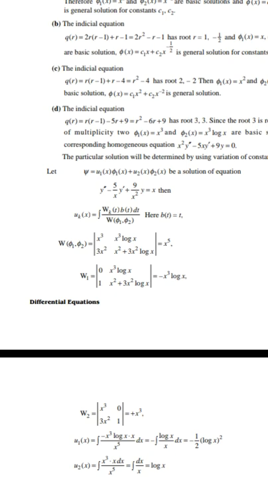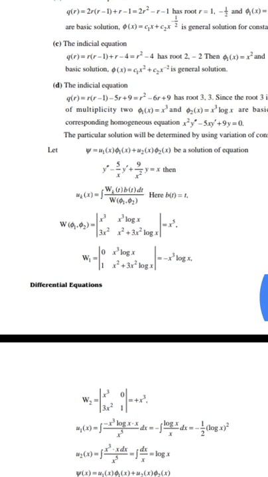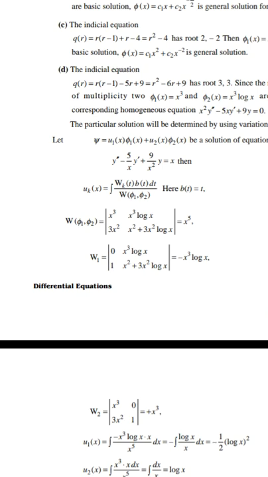is equal to x. Then u1 of x equal to integral of W1 of t b of t dt divided by W of phi 1 phi 2. Here b of t is equal to t. W of phi 1 phi 2 is equal to x square log x, 3x square plus 3x square log x, is equal to x raised to 5.